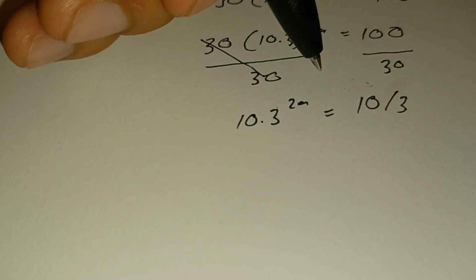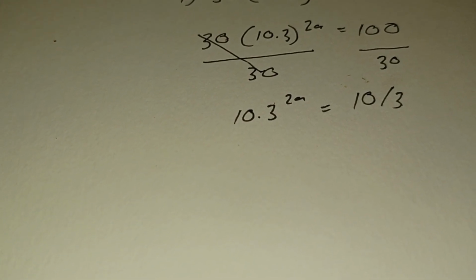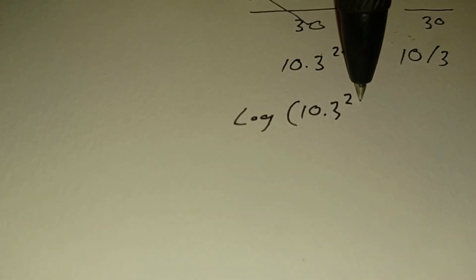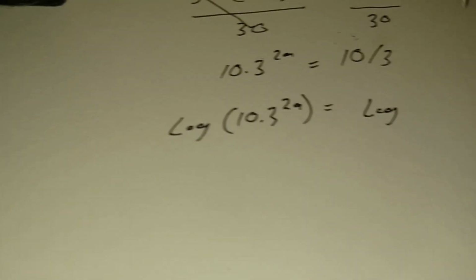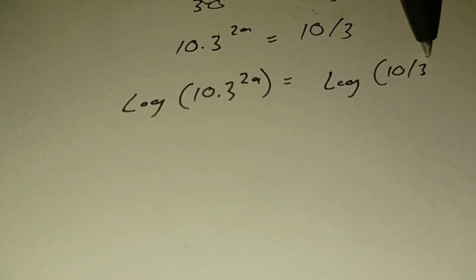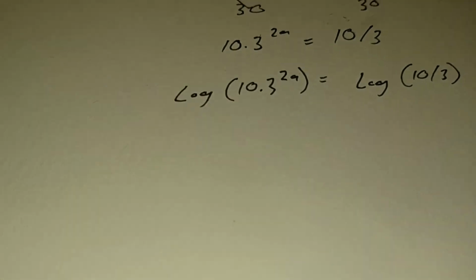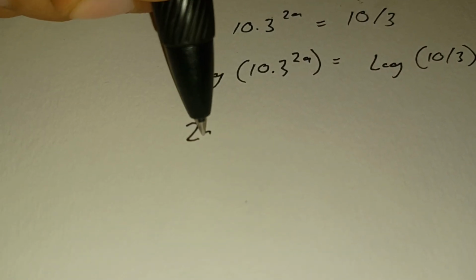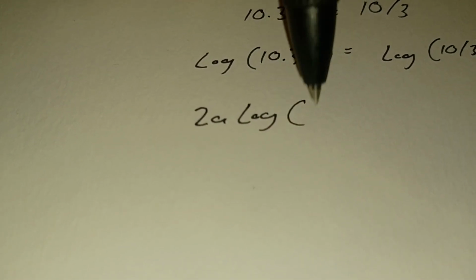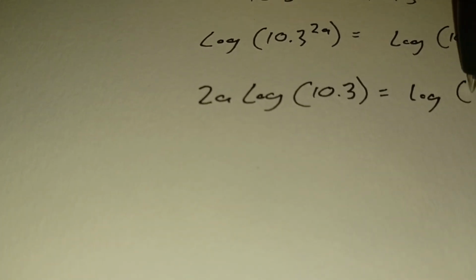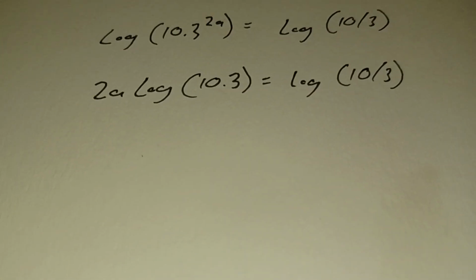So with 10.3 to the 2a, again, we can take the natural log, or we can take the log. In this case, I'm going to take the log. So log of 10.3 to the 2a power equals log of 10 divided by 3. So yeah, again, rewrite it by moving the exponent to the outside: 2a times log of 10.3 equals log of 10 divided by 3. Like that.